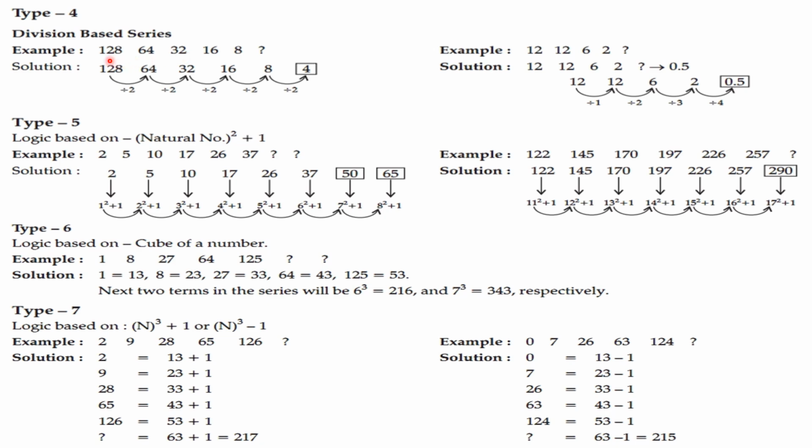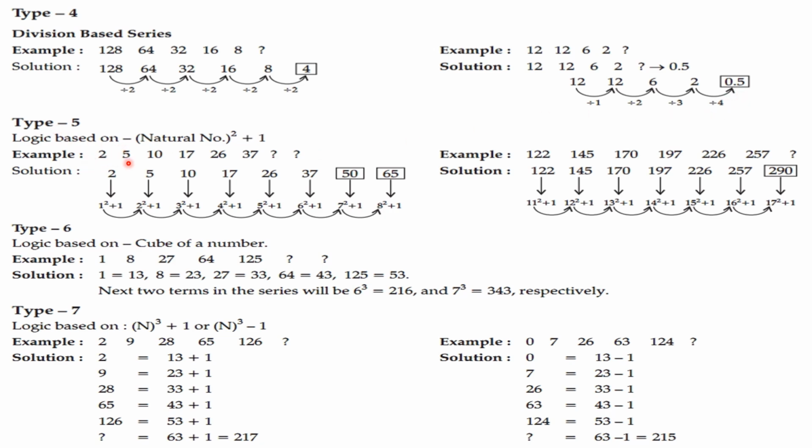Division based series: 128, 64, 32, 16, 8. Each term is divided by 2. The next is 8 divided by 2, which is equal to 4. Next example: 12, 12, 6, 2. Here 12 divided by 12 is 1, then divided by 6, 2, then 3, 4, and so on.